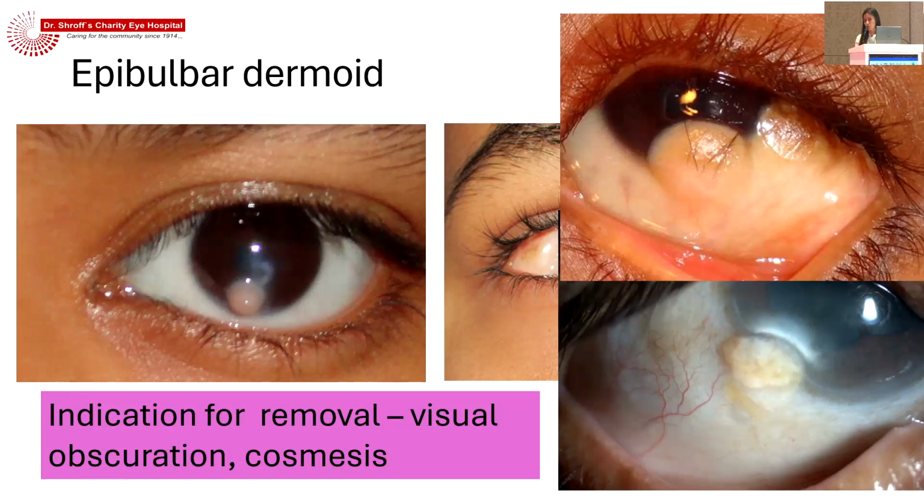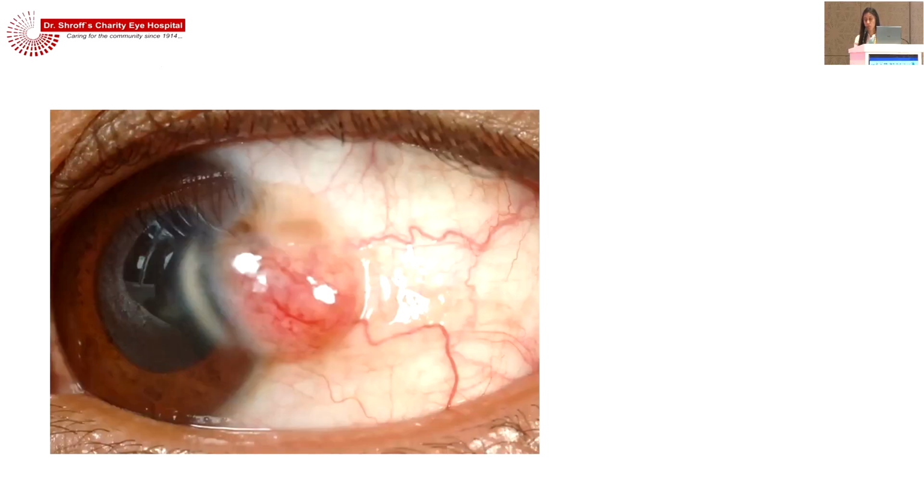Otherwise, if there is an obscuration of the visual axis, there are findings like presence of hair follicles or keratinized surface, which can cause irritation of the ocular surface. We can go for excision.